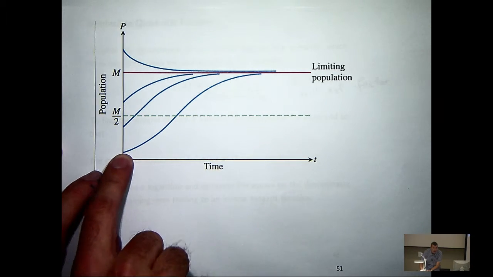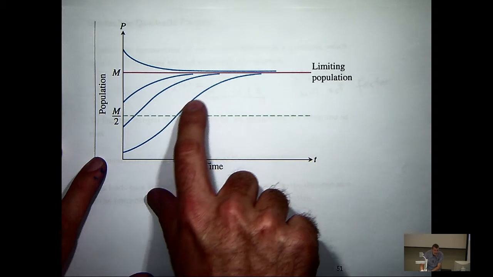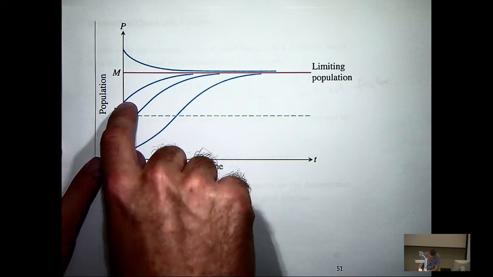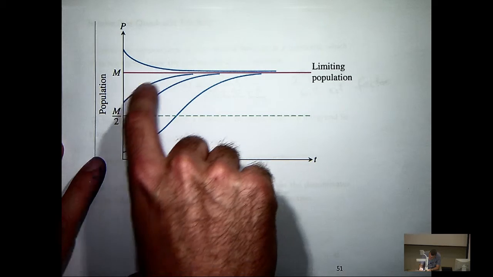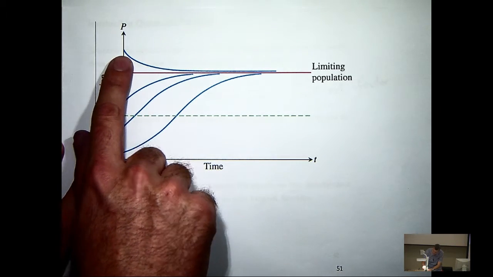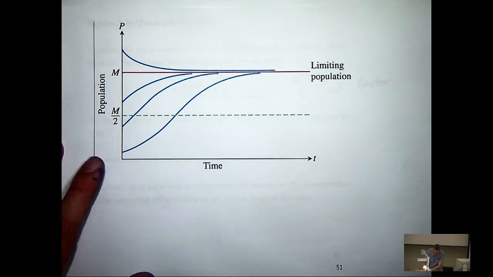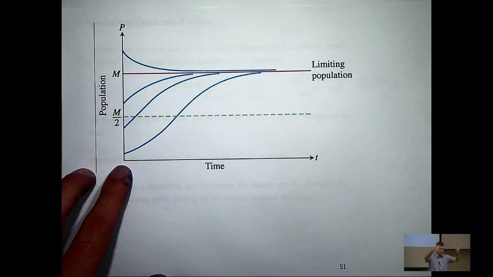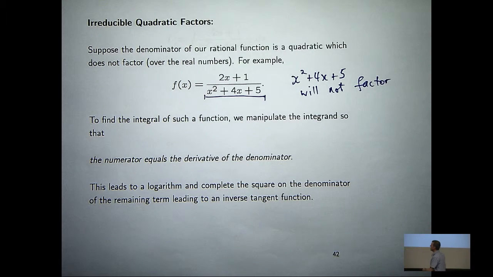You can see if I have a low starting population, the population increases and then heads towards this limit m. If I have a higher population to start off, things don't increase quite as fast. If I have a very high population, things decrease. So either way, you end up having a population that approaches some limit called the carrying capacity. This is the sort of optimal amount of people or numbers that the environment can support. Anyway, we'll have a look at this a little bit later in the semester, but one way of solving this problem is through partial fractions.